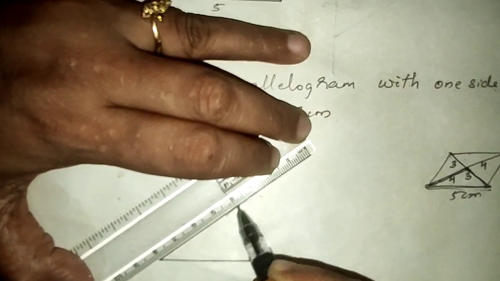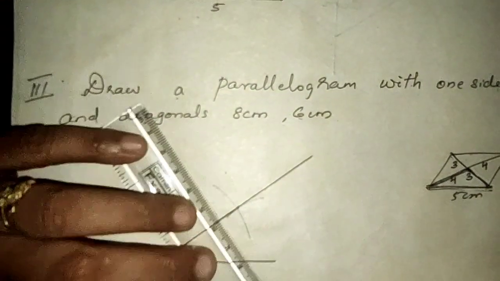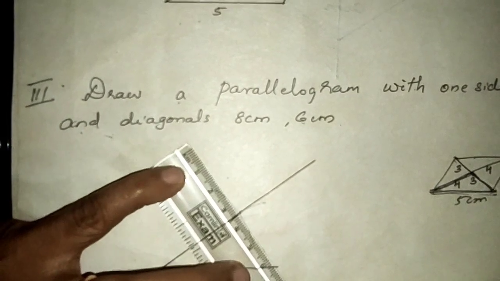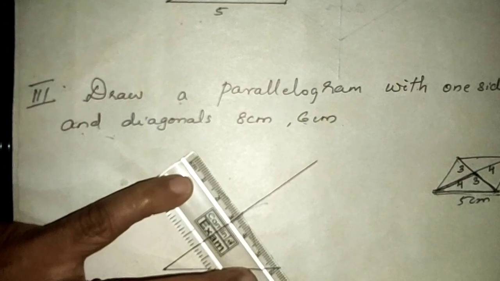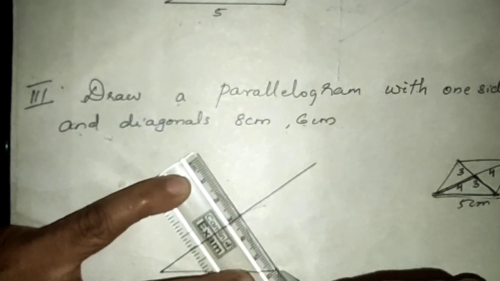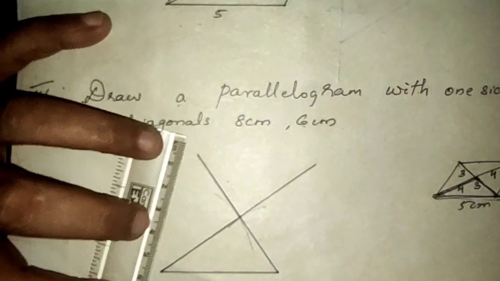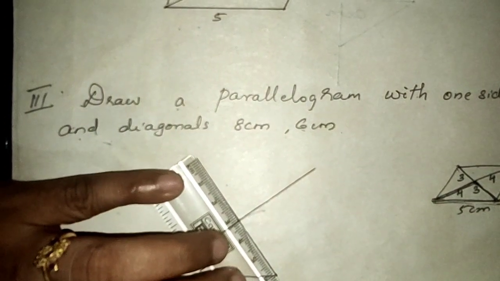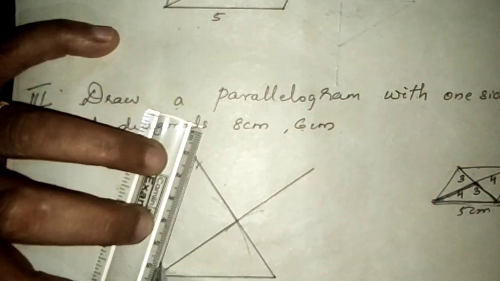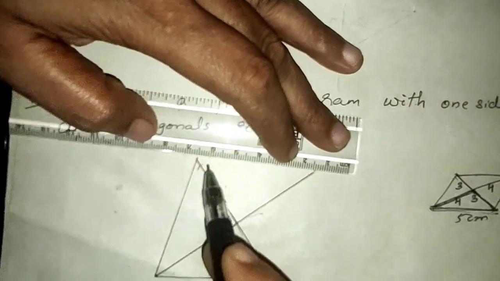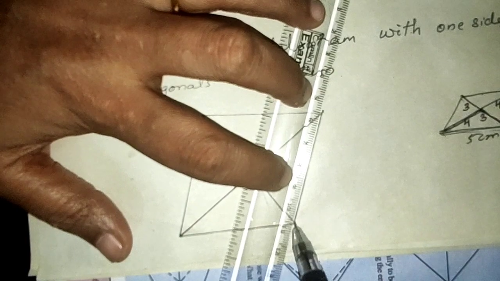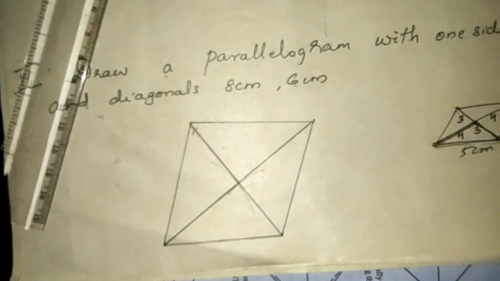8 centimeter diagonal. Okay, now our second diagonal is 3, right? 3 plus 3, 6. So take 6 on that. So measure 6 centimeter here and it must pass through this point. Okay, then just join here. So this is our parallelogram.